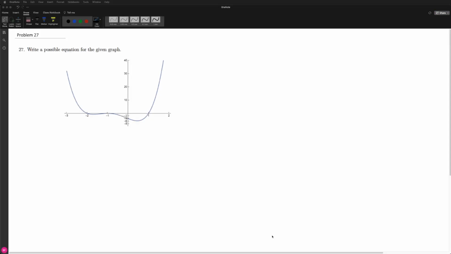Problem 27, write a possible equation for the given graph. This is a polynomial graph, so you should be familiar with the graphs of polynomials. And a polynomial can be written in two ways.